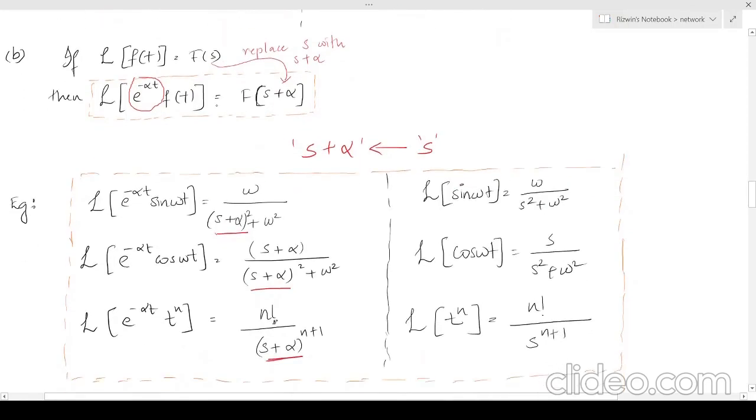And we can discuss a few examples based on this. Here on the right hand side we have three functions: sin omega t, cos omega t and t raised to n. The Laplace transform of each is already discussed earlier, which is omega by s square plus omega square, s by s square plus omega square, and the Laplace of t raised to n is n factorial by s raised to n plus 1.